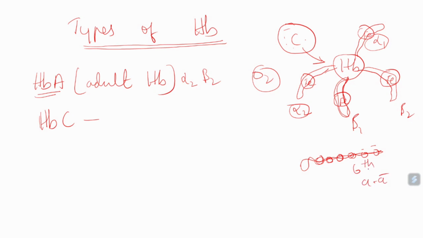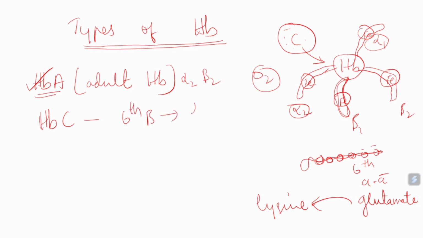In normal hemoglobin, hemoglobin A, the sixth amino acid is glutamate. Hemoglobin C is a type of hemoglobin where the sixth amino acid, glutamate, is replaced with lysine. Hemoglobin C is that hemoglobin where the sixth amino acid of the beta chain is changed. It is replaced by lysine.